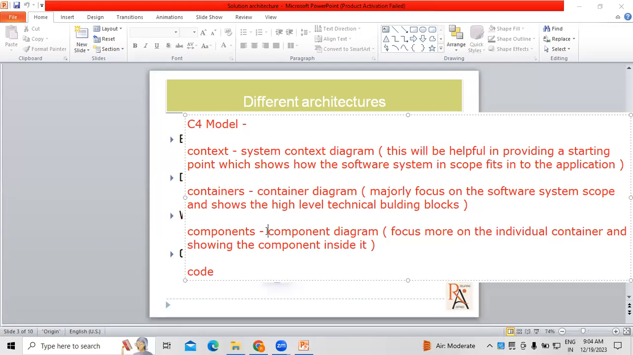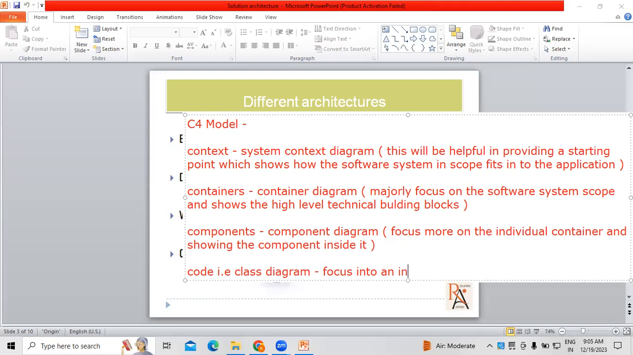The next diagram is called the code diagram. We also call it the class diagram. This class diagram focuses on a very low level, right? Whatever components we are implementing, the classes, the classes interacting, objects, instances, functions, right? So all these things come under this category.